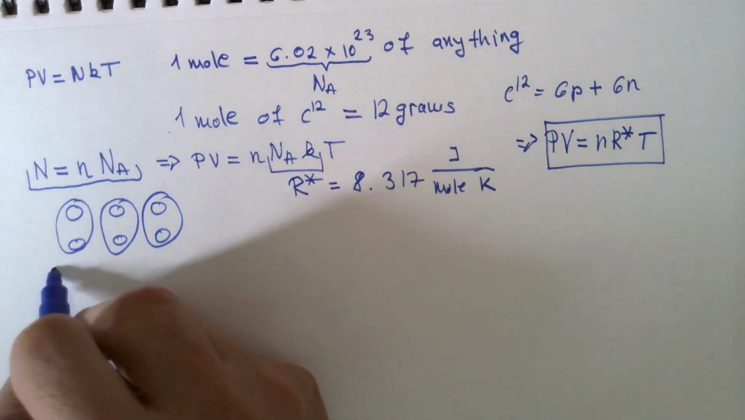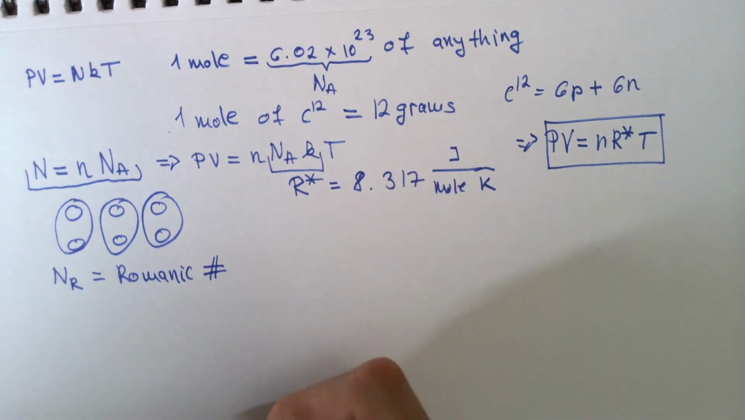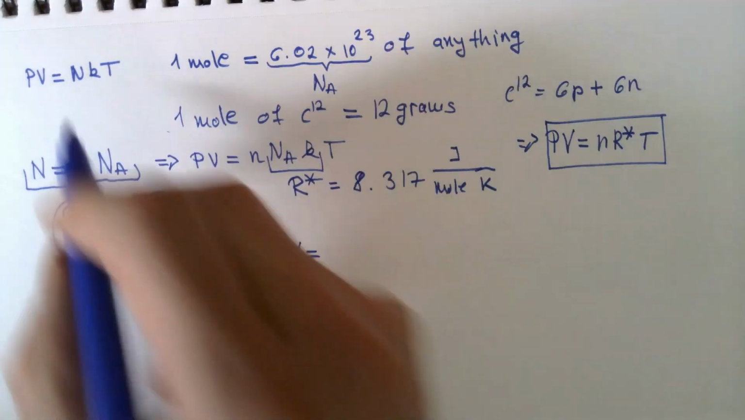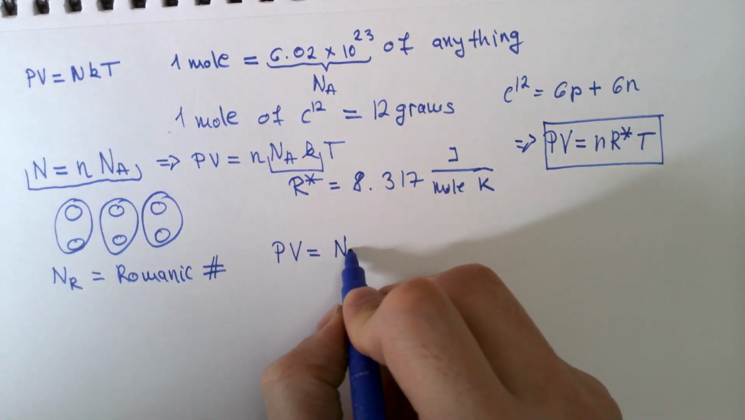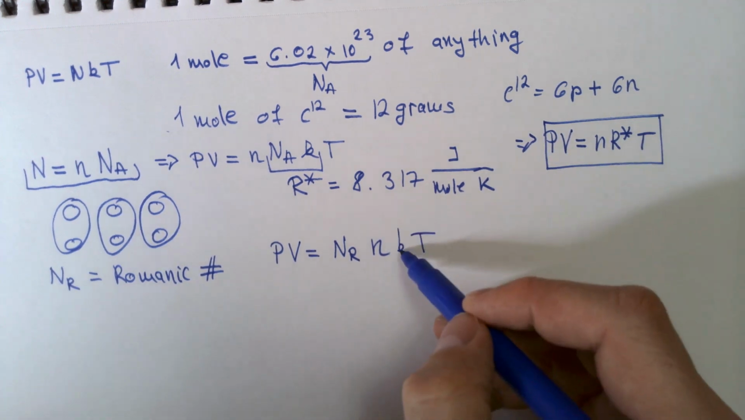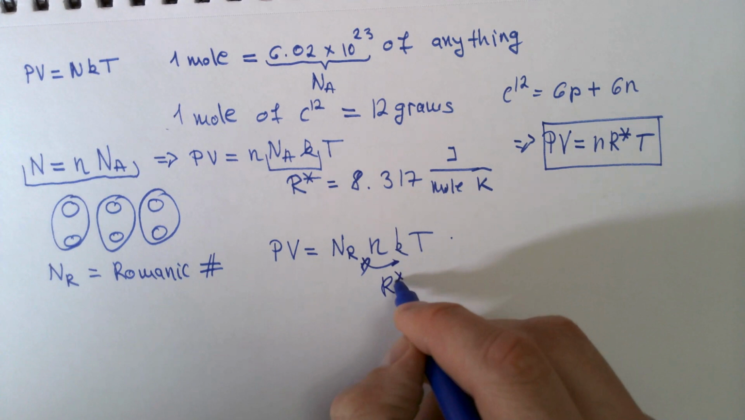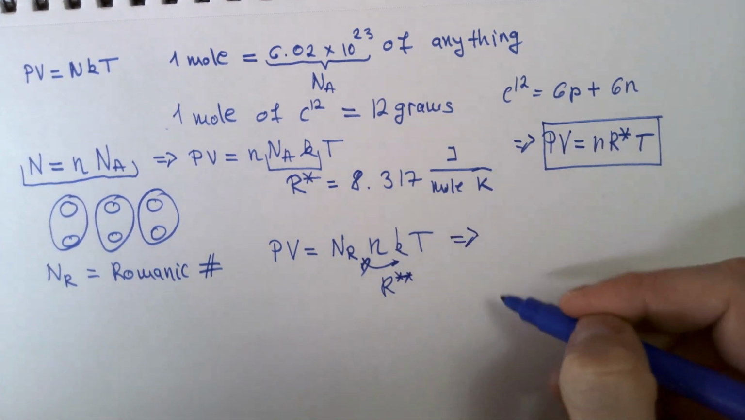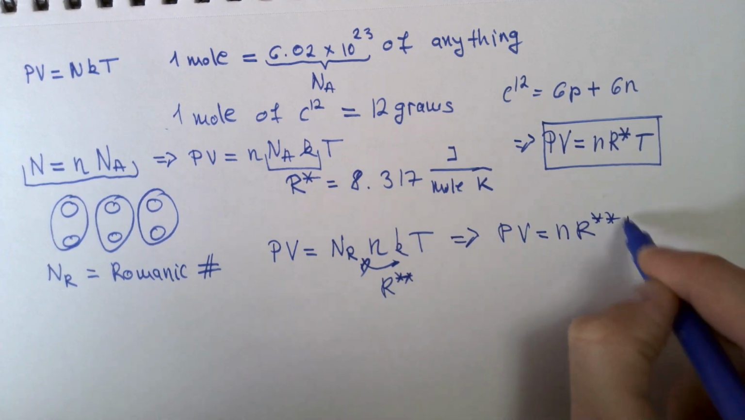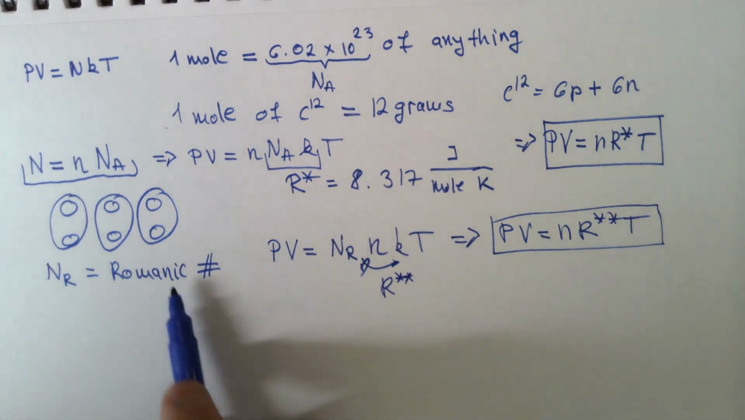So you see, based on my calculation for the number of atoms in my room, I could say that it's a new constant, Nr, called the Romanic number, and that is the number of atoms in my room. And therefore I could say that PV is equal, well, instead of N, I will write the number of atoms in a Romanic room times the number of Romanic rooms times k times T. But k, the Boltzmann constant, and the Romanic constant are both constants, and I will call it R2 star, the universal Romanic constant. So PV becomes n R2 star times T. And this is now the equation of state for an ideal gas based on the Romanic principle related to the number of atoms in my room.